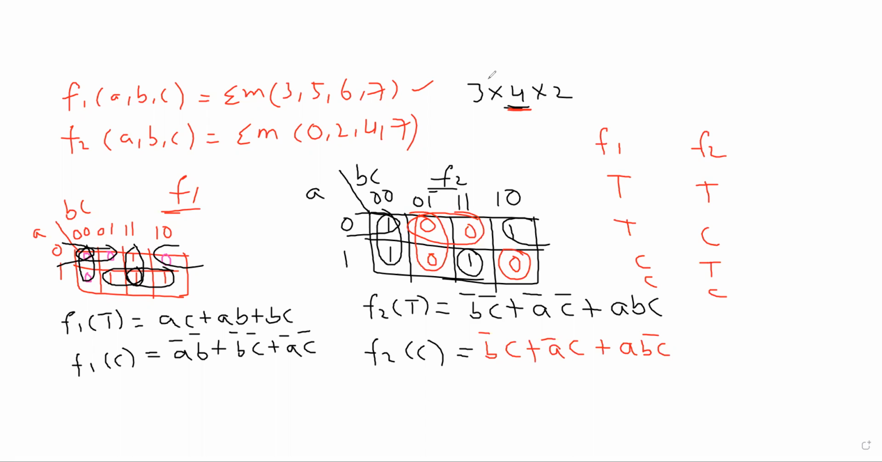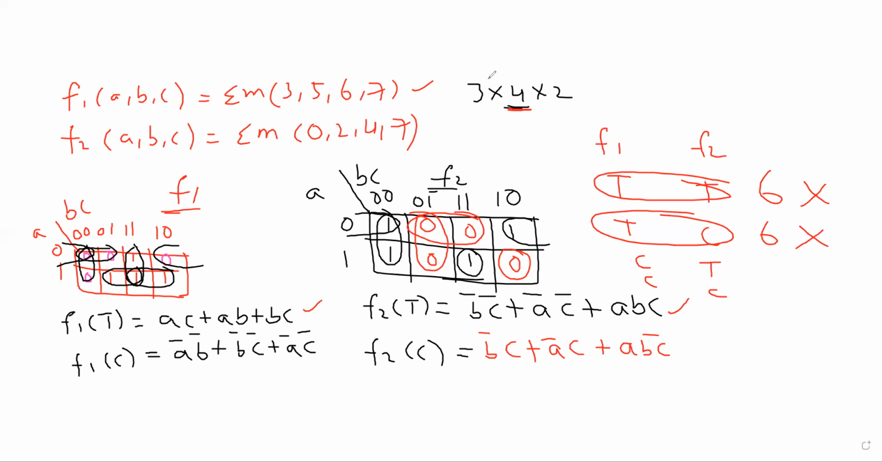Now true form: is there any common term here? There is no common term. In F1 of true form we have AC plus AB plus BC, and here we have B bar C bar plus A bar C bar plus ABC. Therefore we form 6 product terms, so it doesn't match. Now true and complement form: is there any matching term? No, once again there is no matching term at all. Here in this form also, how many product terms do we have? 6 product terms, therefore it is not matched.